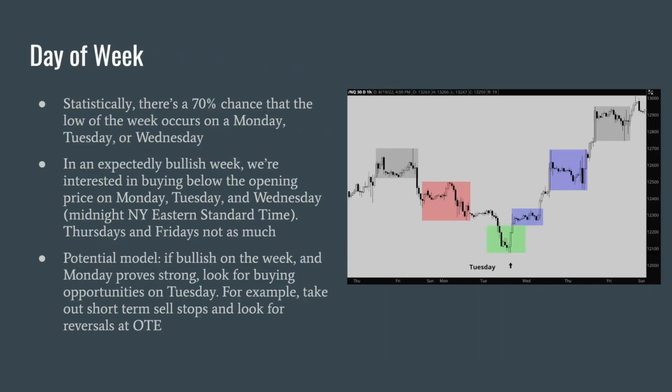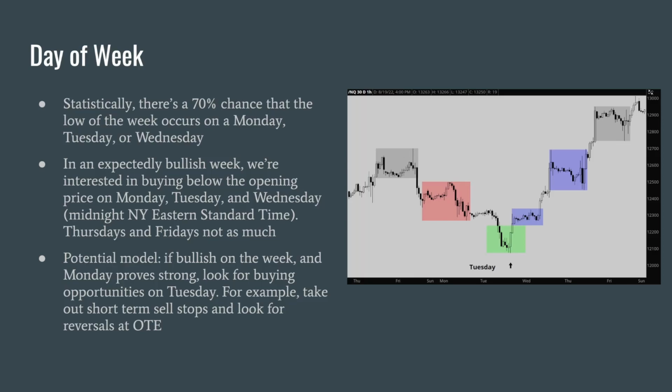And one of the last topics that were covered in this series was the day of the week. So there's a 70% chance that the low of the week occurs on a Monday, Tuesday, or Wednesday. If we're in an expectedly bullish week and our higher time frame bias is bullish, then we're interested in buying below the opening price on Monday, Tuesday, and Wednesday, which the opening price in this case would be midnight New York Eastern Standard Time. And Thursdays and Fridays, not as much. We would potentially see some distribution on these days.